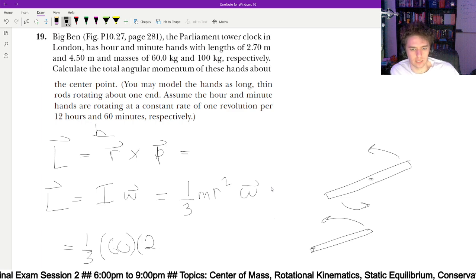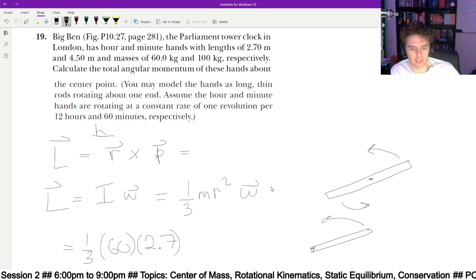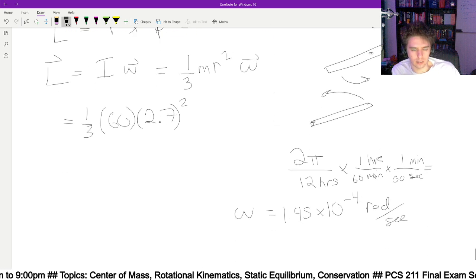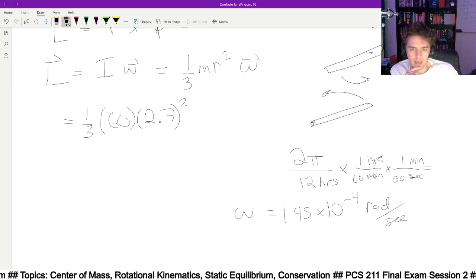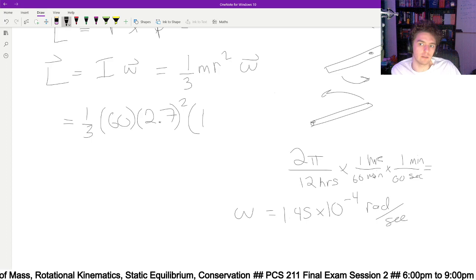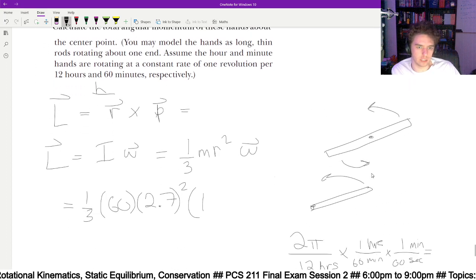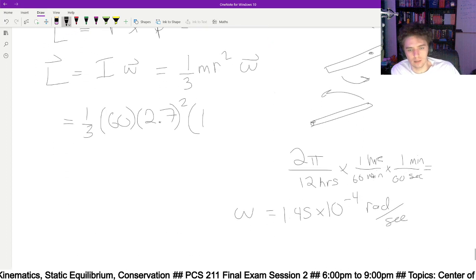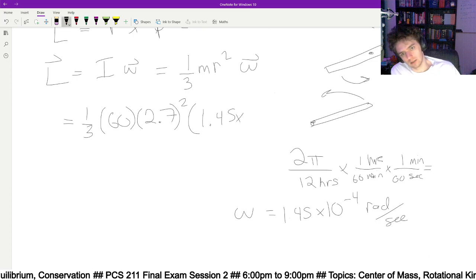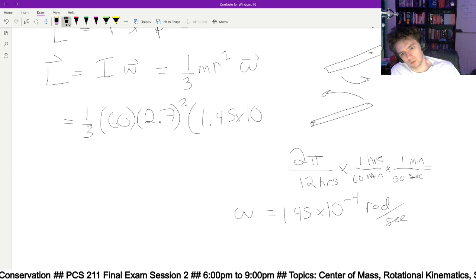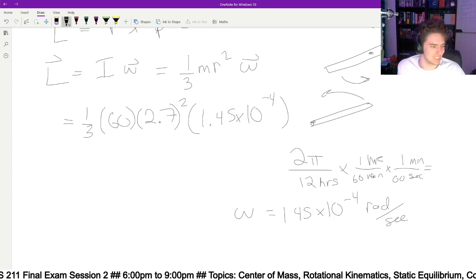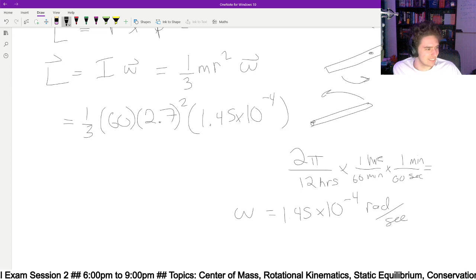Yeah, 2.7. Before we had to do 2.7 divided by 2, but that was for torque, because we were looking for center of mass. Here we don't need center of mass. We just need the length of the whole thing. What about the other length, the 4.7 length? We'll do that for the other hand. We're doing each hand of the clock separately, right? The 4.5 we use for the other hand of the clock. Oh no, I can't hear you.